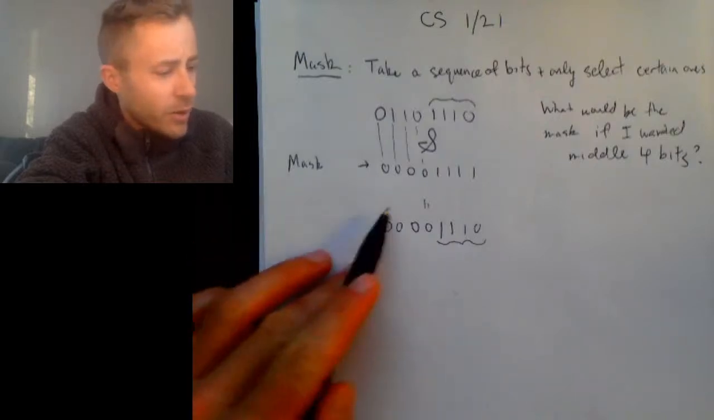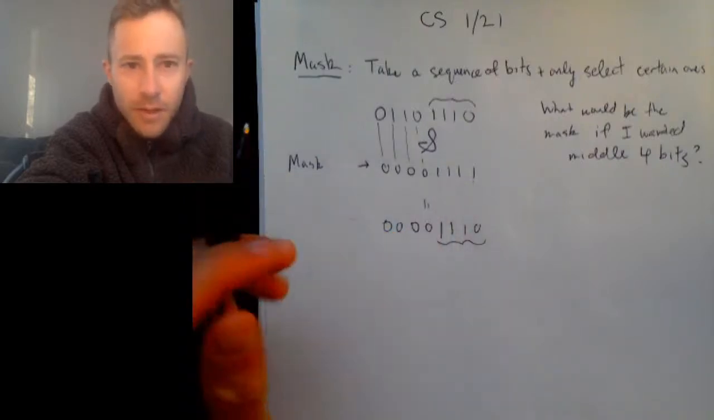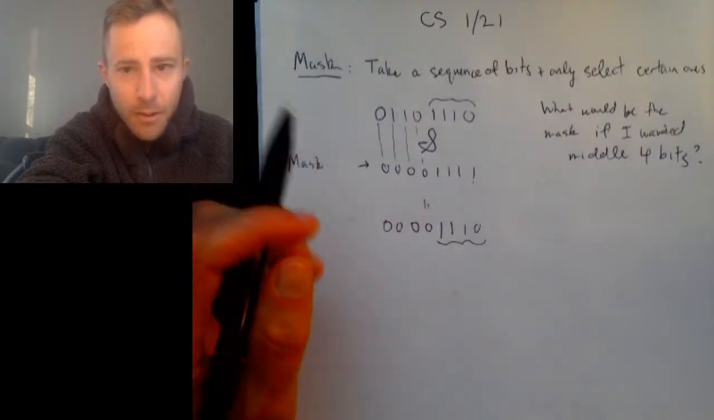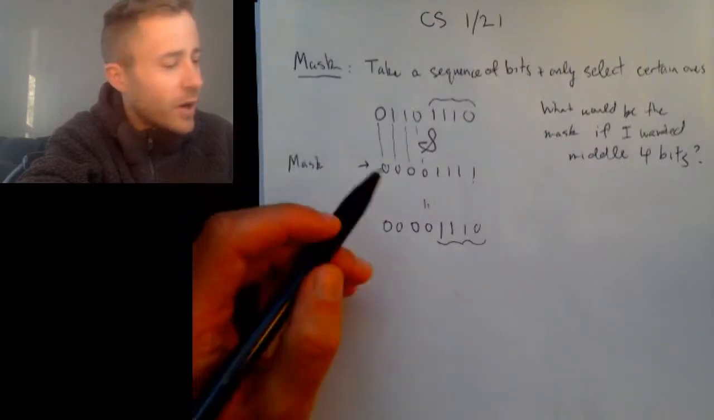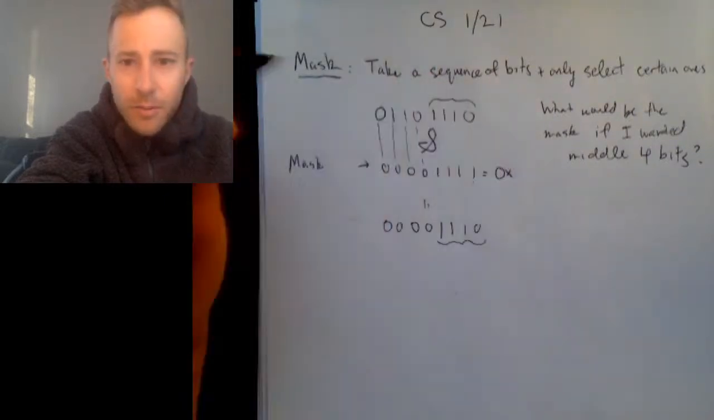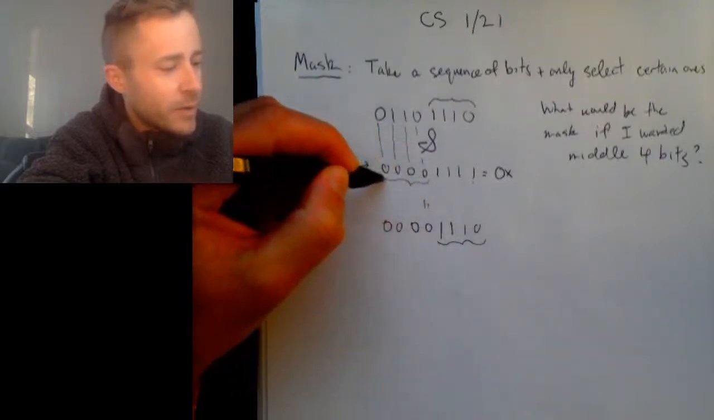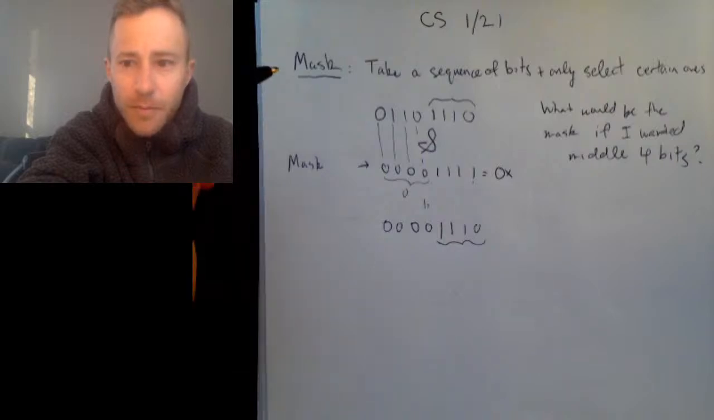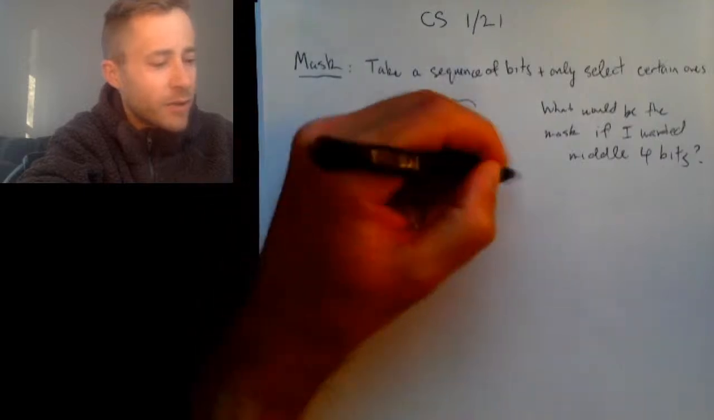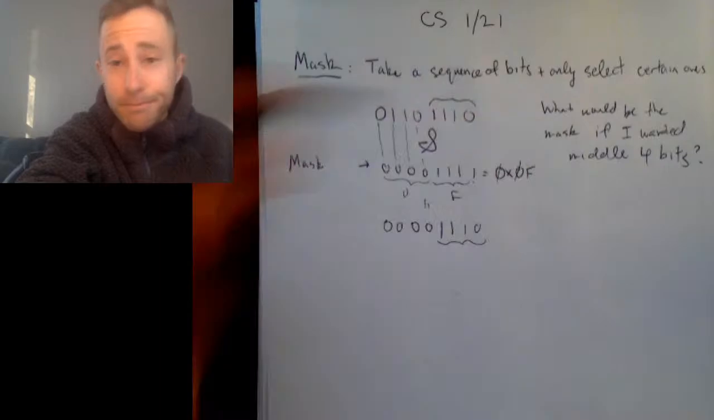The other thing I wanted to point out is that 1111 in hexadecimal is F. So I could actually think about this mask as 0x. Remember, 0x means hexadecimal. This is 0, and this is F. So in this case, my mask is 0x0F.